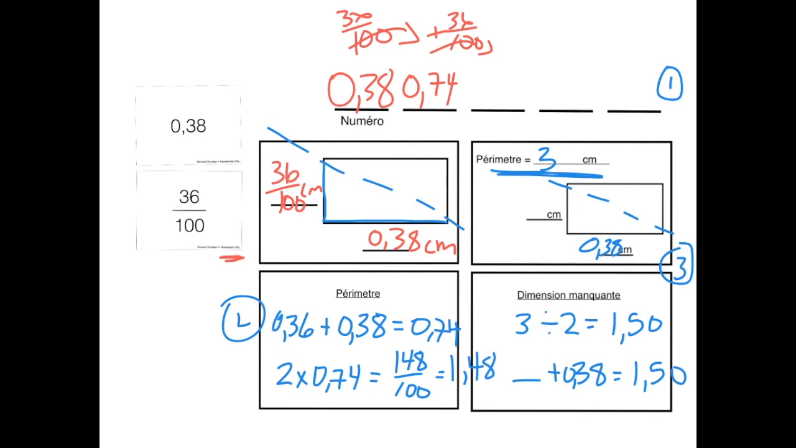So in this case, the answer is 1 and 12 hundredths. So my second dimension is 1 and 12 hundredths.